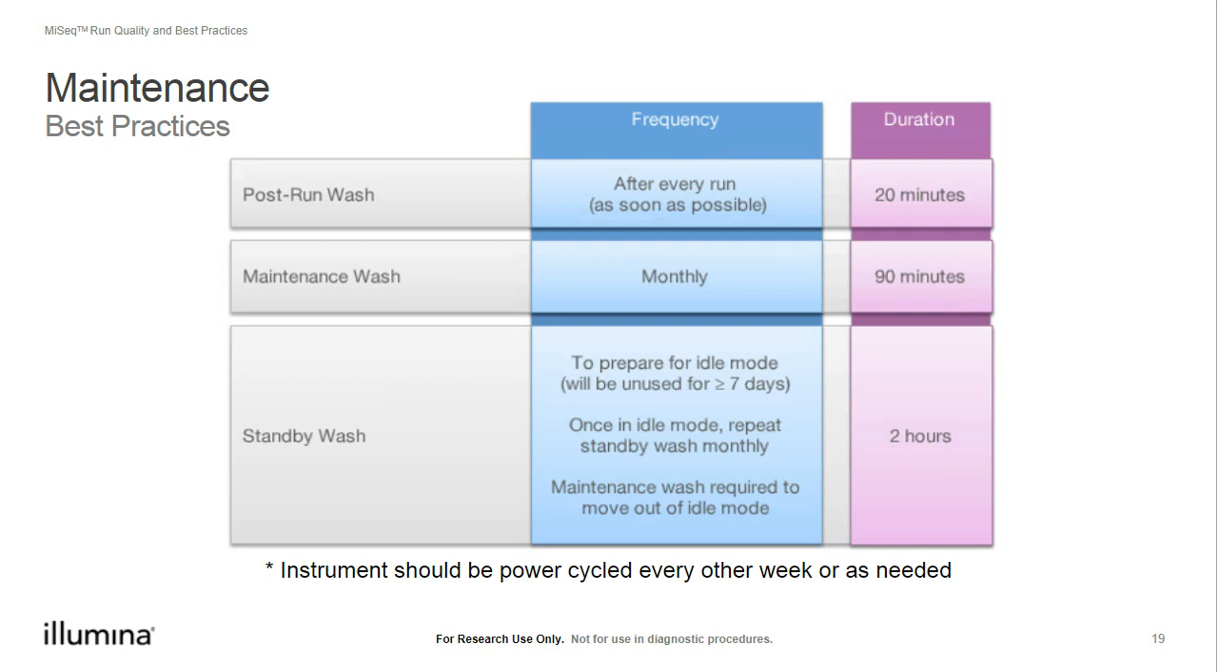with COVID shutdowns. There are a few stages to this wash, and it takes roughly 2 hours to complete, but it's really useful when we plan to have the instrument fluidics idle for greater than 7 days, and it should be repeated at least monthly while the instrument is idle. To get the instrument out of standby mode, we must perform a maintenance wash, so make sure to build that into your schedule if we do put the instrument into standby wash.